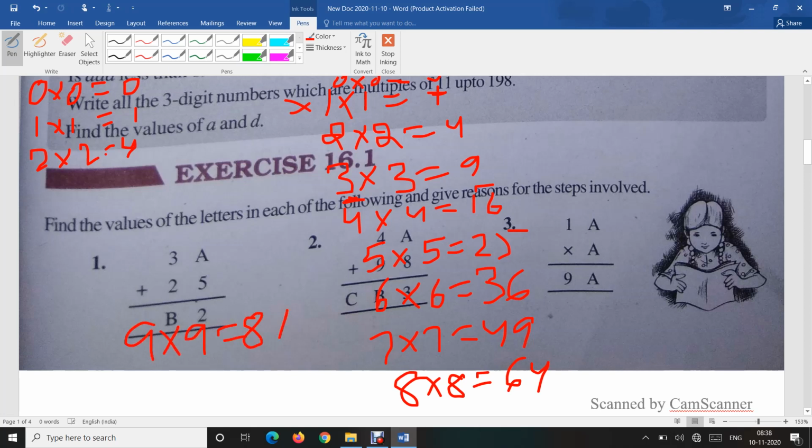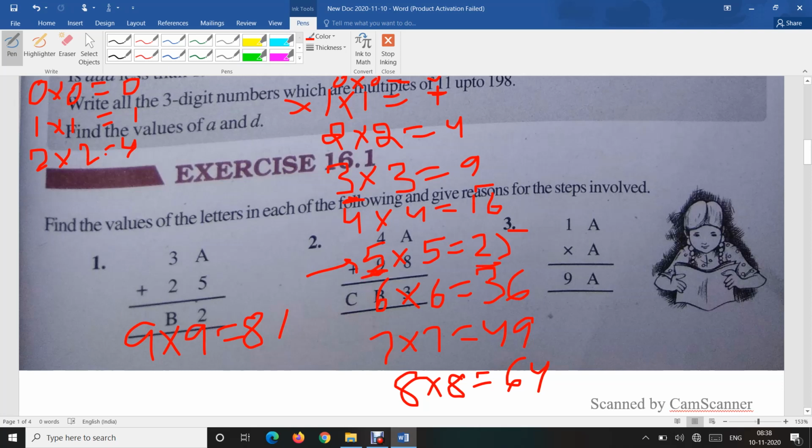is equal to 81. Then out of these results, which is the number which is multiplied by itself and providing the same result? Here you have 5 multiplied by 5, 25. Here the unit digit is 5.